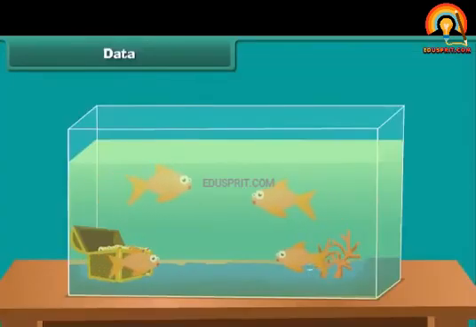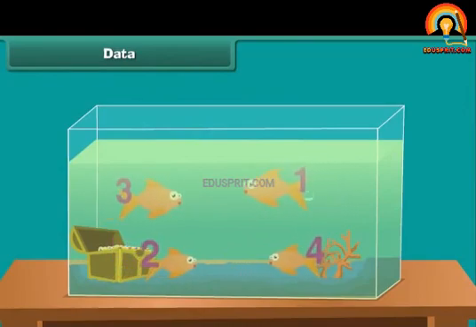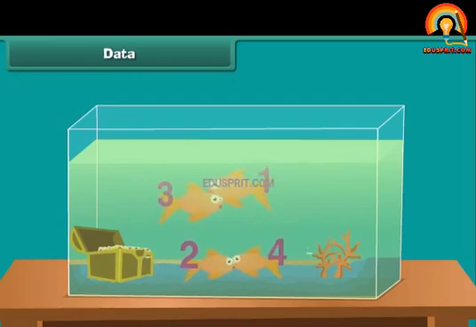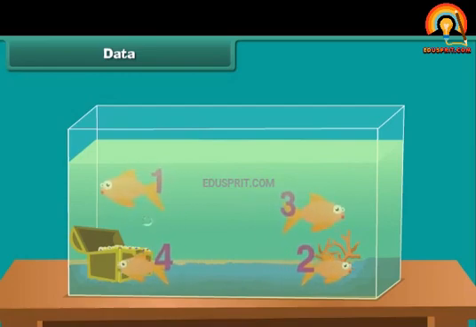Now let us find the data count of orange fishes in a tank. How many are there? 1, 2, 3, 4. 4 fishes. Hence, the data is 4. Number of orange fishes is 4.